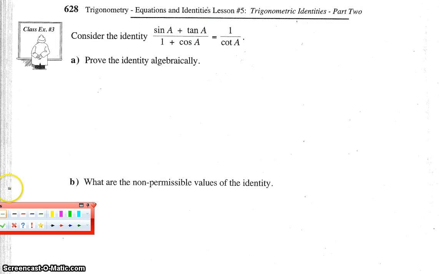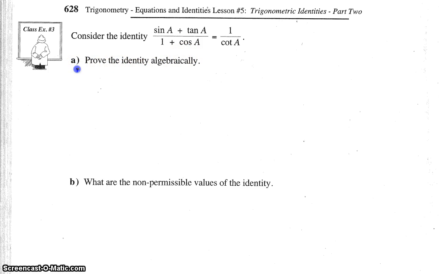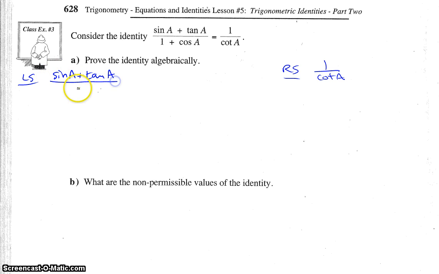Example 3 is another proof. Let's do left side, right side over here, 1 over cotan A. The left side definitely looks more complicated, so we'll be beginning with that side. Let's start a little bit further over. So sine A plus tan A, over 1 plus cosine A. Sometimes these take a while. Okay, so think of your strategies.